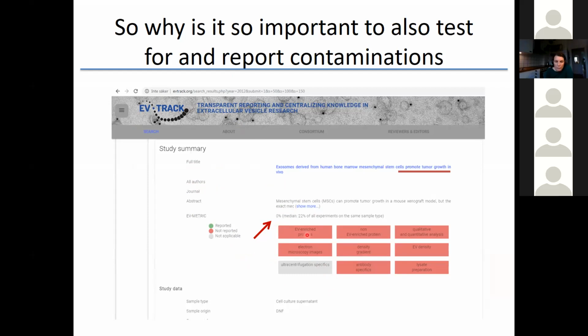They didn't look at EV-enriched proteins. They didn't specify antibodies, probably because they didn't use any antibodies. They didn't score green on a single one of these parameters. But they're claiming that exosomes derived from human bone marrow mesenchymal cells promote tumor growth in vivo. That's a pretty bold statement. These vesicles are promoting tumor growth in vivo, yet they have not in one single step shown that they actually have vesicles or provided enough information for somebody else to repeat or interpret the data.